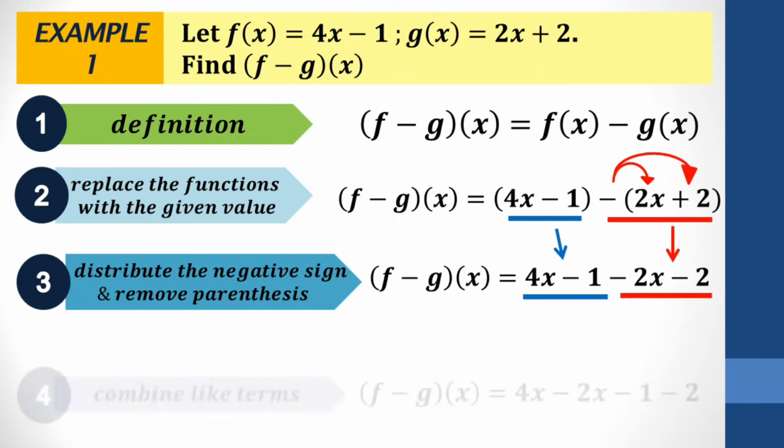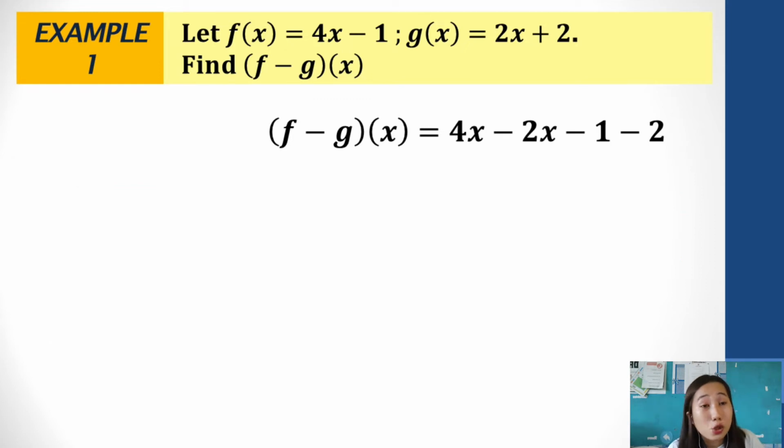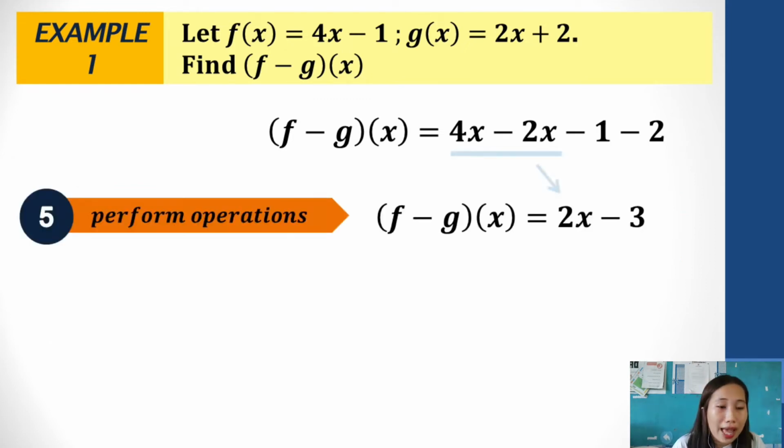So, fourth step, combine like terms. 4x minus yung ka-like term niya, si 2x, minus 1, minus 2. The fifth one is to perform operation. So, yung ating 4x minus 2x, remember ha, yung operation, pine-perform lang natin sa mga like terms. Kaya nga, kinukumbine natin sila para ma-perform natin kung anong hinihingi dun sa ating function.